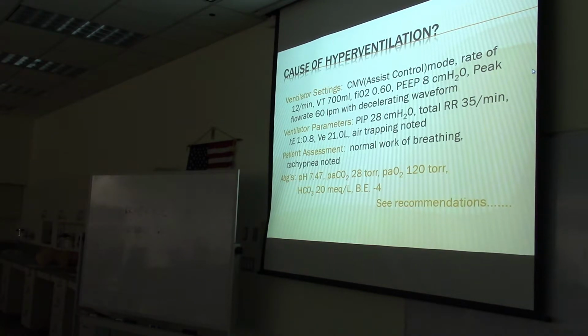Ventilator parameters show the peak pressure is 28 centimeters of water, respiratory rate 35 per minute, IE ratio 1 to 0.8, minute volume 21 liters. Air trapping is noted. And there's normal work of breathing, really. But there is tachypnea. So what do you think about that blood gas?